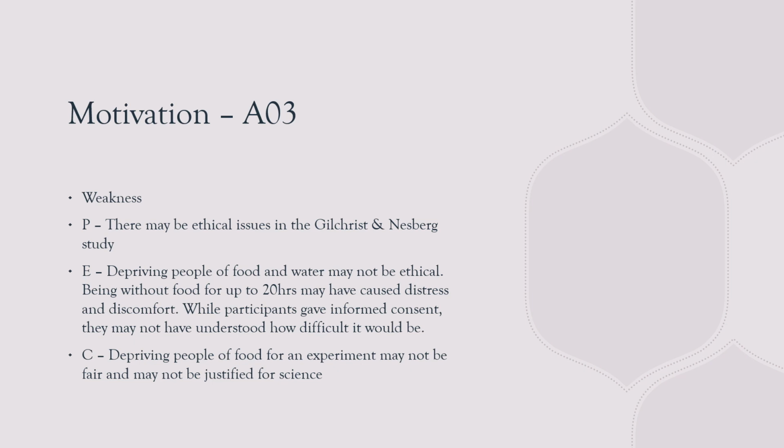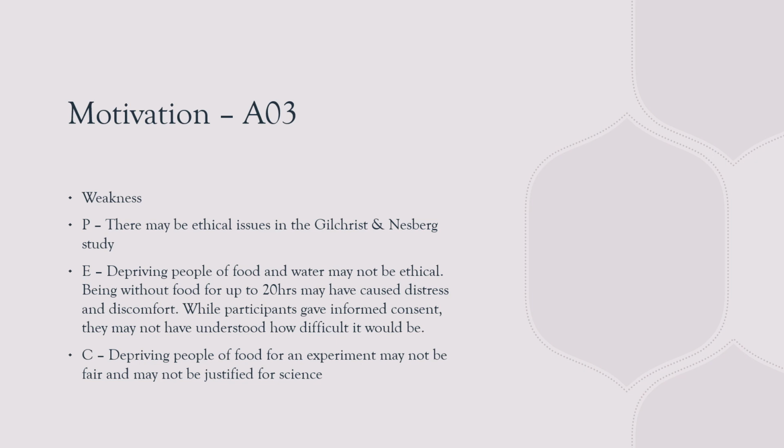However, what you would potentially say is, did the participants really know how hungry they would be and how much distress and discomfort they would be in for not eating for 20 hours? Especially as they were then shown pictures of really, really tasty food. They also thought they were doing a matching task rather than a task that was looking at their motivation. So yes, the participants did give informed consent, but actually they might not have understood how difficult it would have been. And so did they really have informed consent? Did they really know what they were getting into and how difficult it would be?